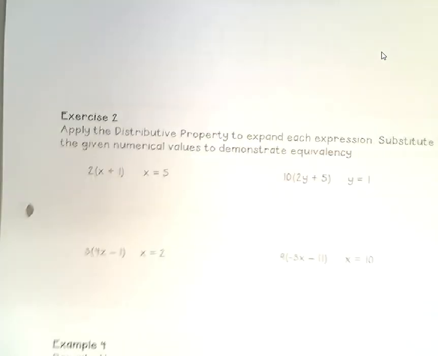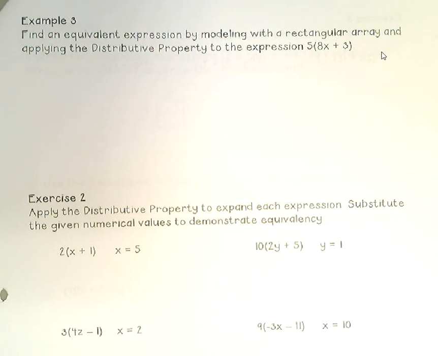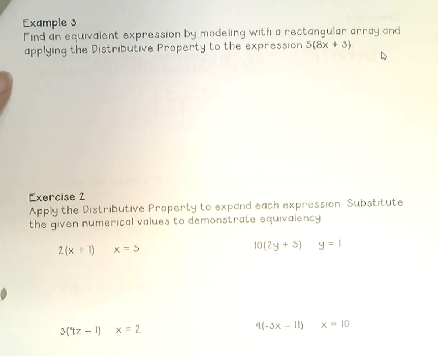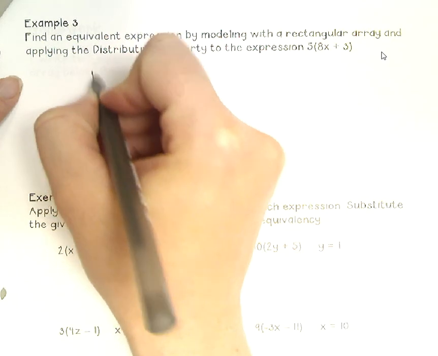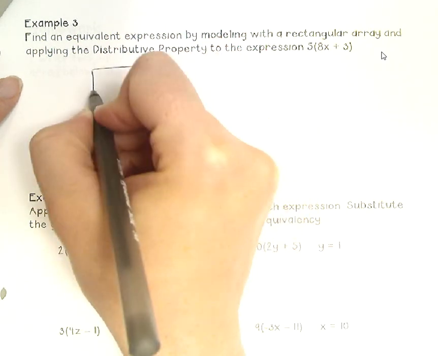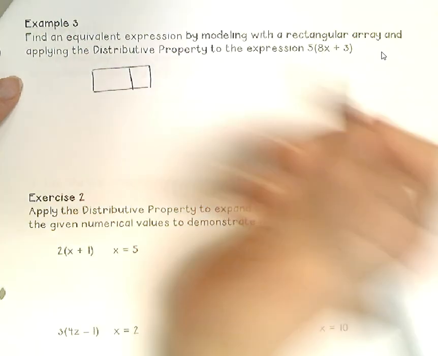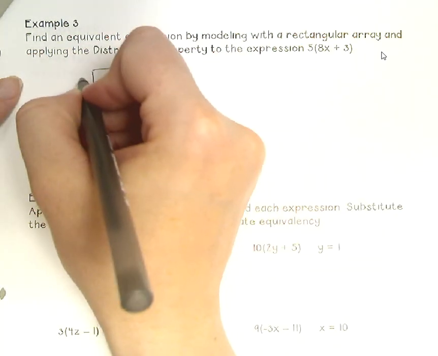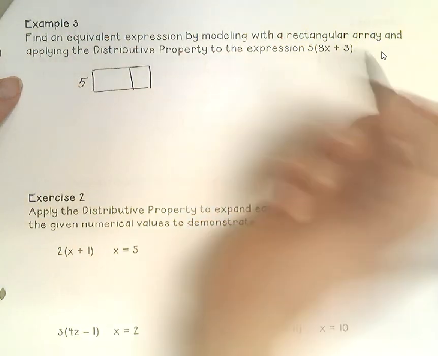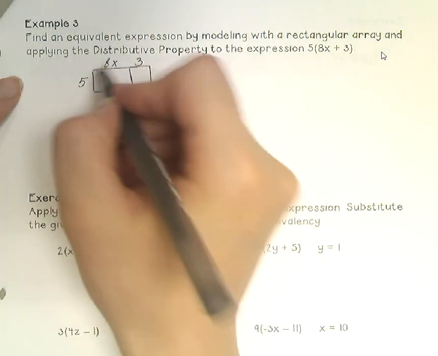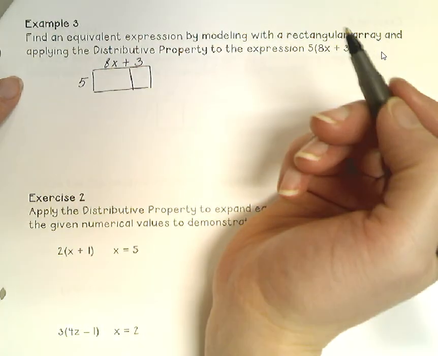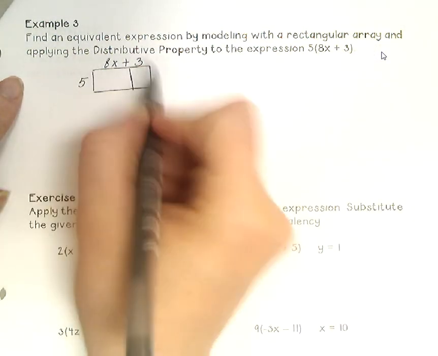All right. Find an equivalent expression by modeling with a rectangular array and applying the distributive property to the expression 5 groups or 5 times 8x plus 3. So if I draw my most efficient way, I will get 5 groups of the sum 8x plus 3. That's what I have in parentheses, right? 8x plus 3 right here, and I have 5 groups of the whole thing.